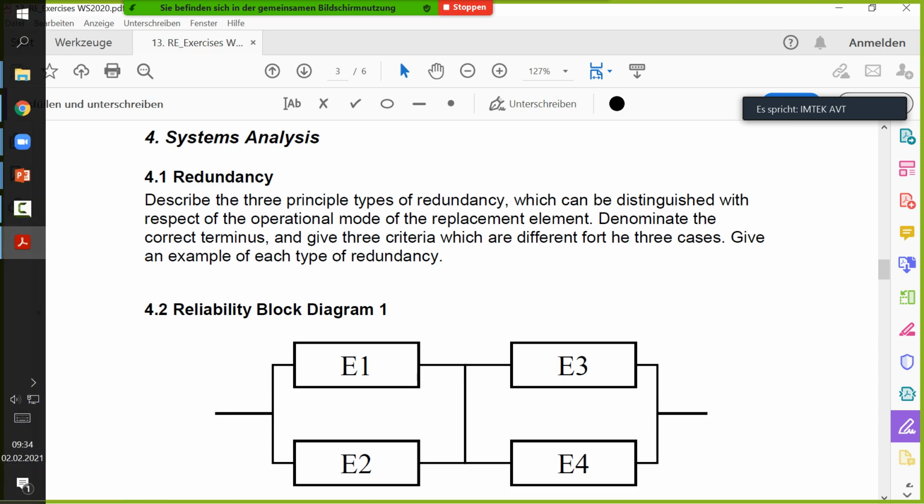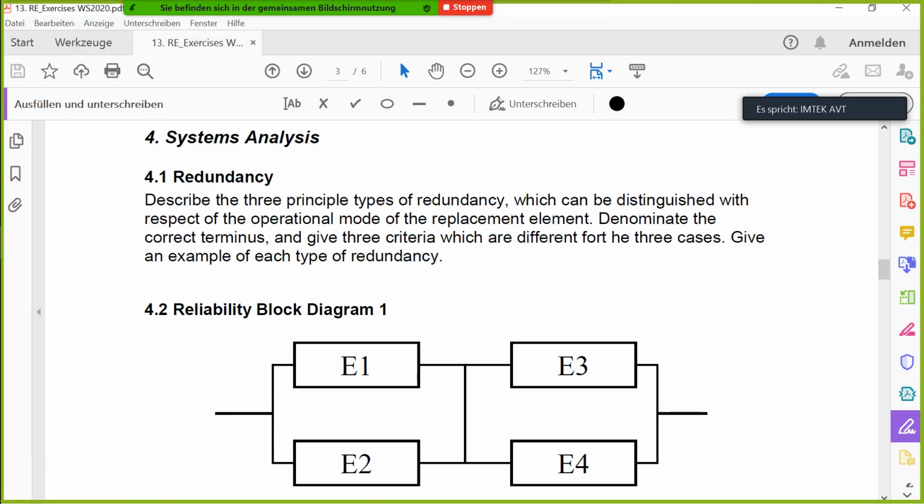Okay, number 4. Describe the 3 principal types of redundancy which can be distinguished with respect to operational mode of the replacement element. Denominate the correct terminus and give 3 criteria which are different for the 3 cases. Give an example.